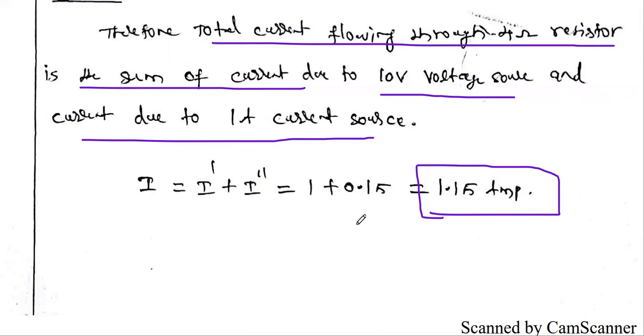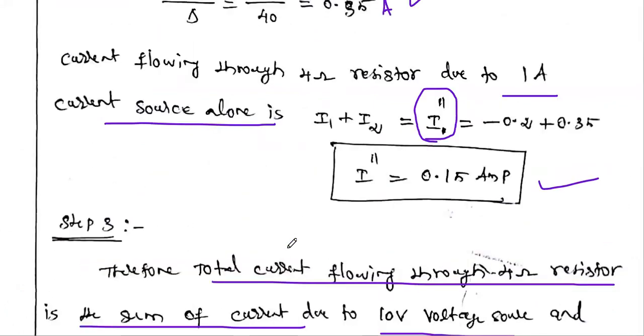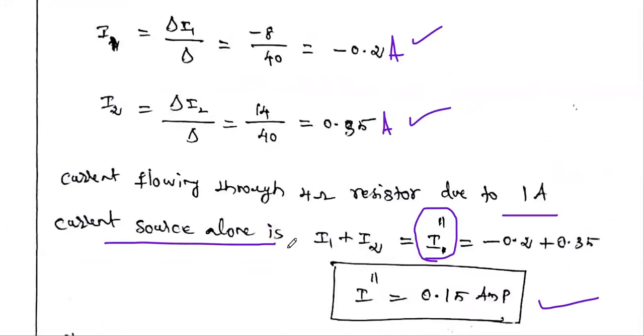If the superposition theorem is not mentioned, we can solve the problem directly using mesh analysis or nodal analysis. But here we are verifying the superposition theorem. So if the superposition theorem is verified, it means the given circuit is a linear circuit. That is the meaning.